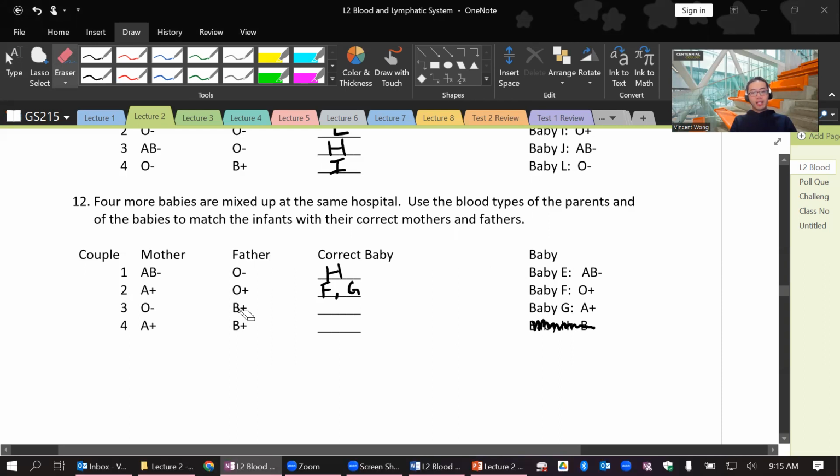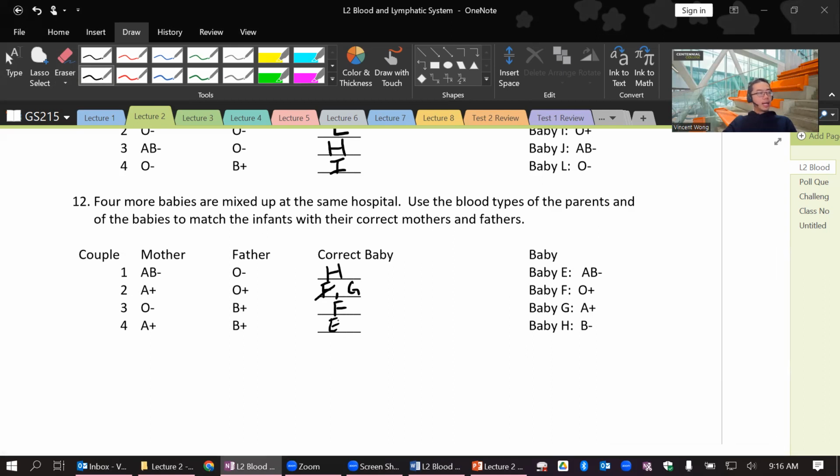O negative and B positive. If you're type O, you cannot have a B baby. In this case, the mother doesn't have an A and the father doesn't have an A, right? So it's impossible to have a child, right? So baby G is not theirs. And so F is going to be their kid. And since F is taken, then the previous couple, G would have to be their baby. And once these three are settled, then E is going to be the fourth couple. So the correct answer is H, G, F, and E.